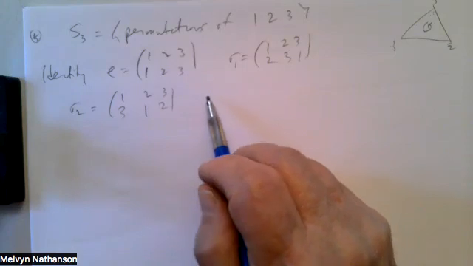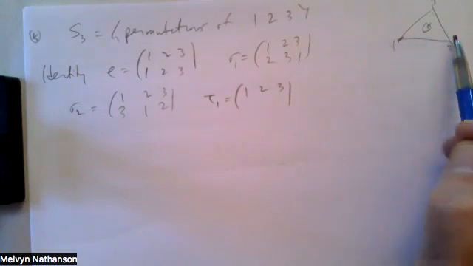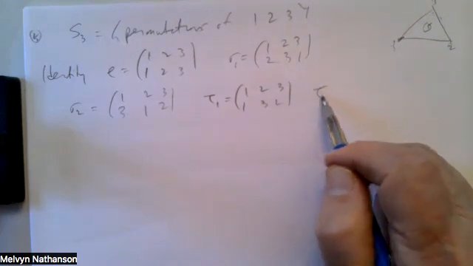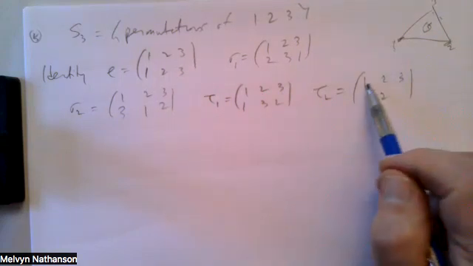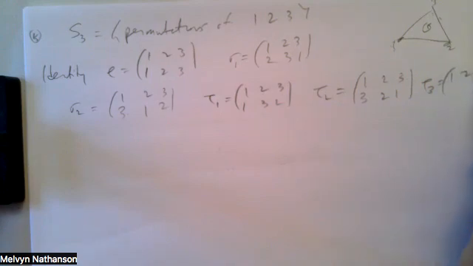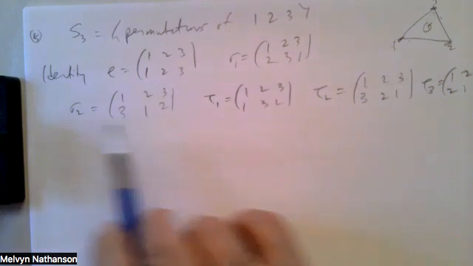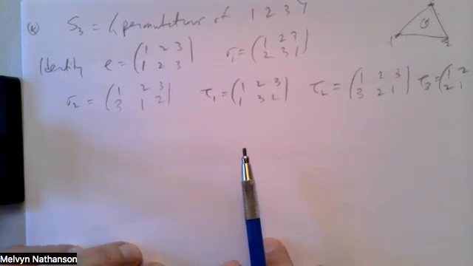You could also look at the permutation, let me call it tau 1, where you don't do anything to 1, but you flip 2 and 3. So 1 goes to 1, and 2 and 3 are interchanged. Or you could fix 2. 2 goes to 2, but 1 and 3 are interchanged. Or you could fix 3 and 1 and 2 are interchanged. And there only are 6 permutations of 3 objects. So this is the whole list of all permutations in S3.